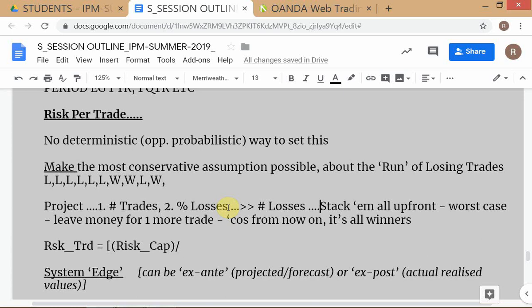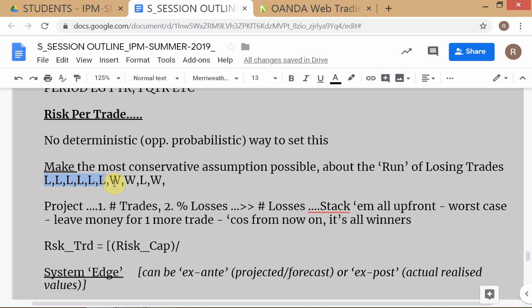So let's assume that instead of six losers it is 375 losers. Then obviously, if our estimates are correct, after the 375 losers, the rest have to be all winners. Okay, so we want to be able to have capital. Remember, we are just trying to determine risk capital, and risk per trade as a function of our risk capital, because nobody, not even Bill Gates, has infinite risk capital.